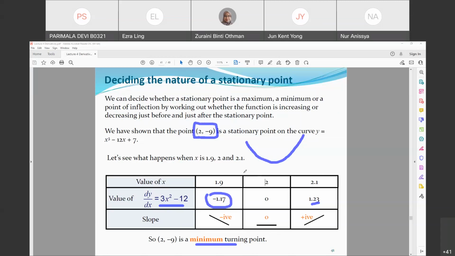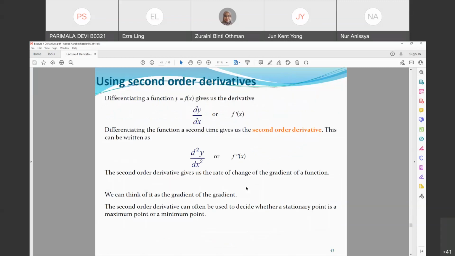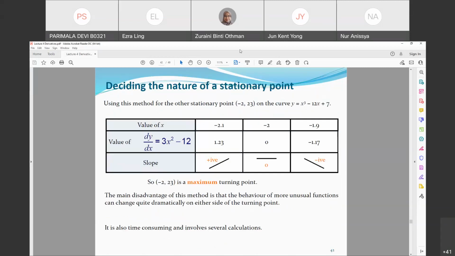Minimum ke maksimum. Okay, kita ingat tadi kita ada lagi satu titik. So kita kena buat cara yang sama. Yang ni. So lagi satu titik ni, ialah ni. So kita kena pilih satu titik sebelum dia iaitu negatif 2.1 dan selepas dia negatif 1.9. Okey, so sekarang dekat sini kita masukkan titik ni ke dalam tempat X. So kita dapat positif. We know that it will increase.